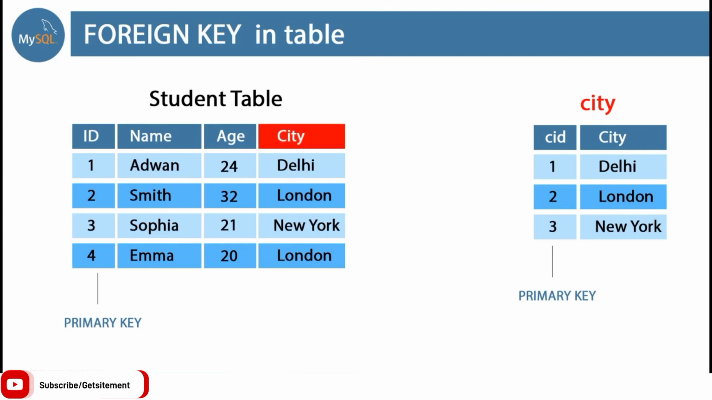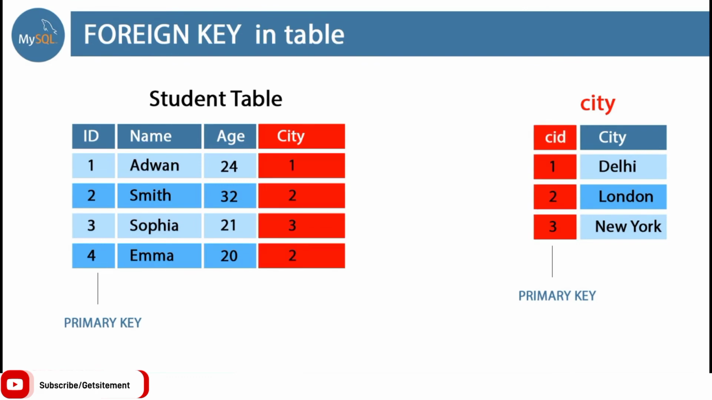As you can see, I saved all the city names here, and now I don't want to type the city name. I just want to provide the city ID from the city table, something like that. And we can set this column as a foreign key. So we use the CID column value in the city column. CID is our primary key, and we use this value in the other table as a foreign key.